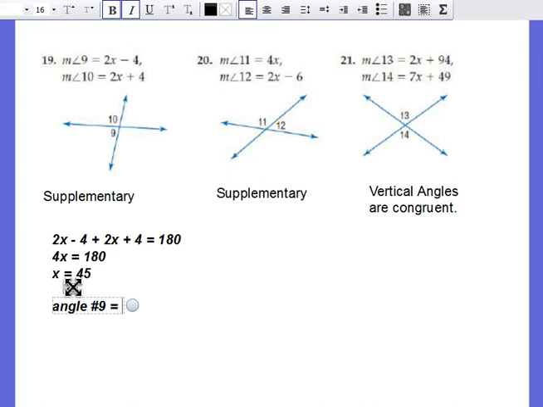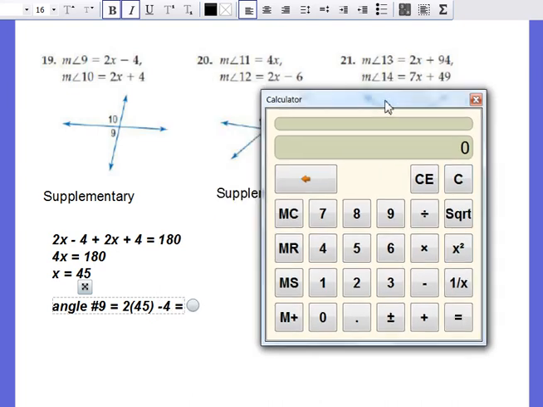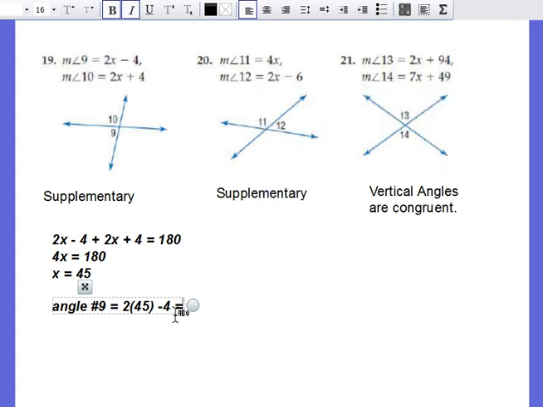is equal to 2 times 45, which is what we got, minus 4. So you work this out. Use the calculator. Well, 2 times 45 is 90. 90 minus 4 should be 86. So here we get the measure of angle 9 is 86 degrees.